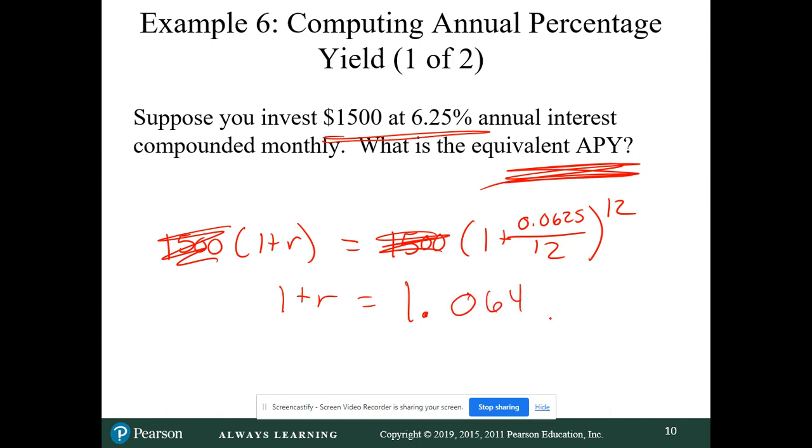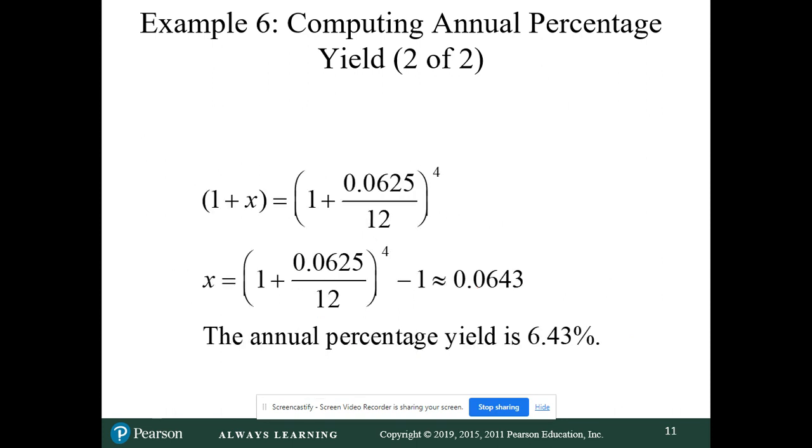1.064. Give me one more decimal. Okay, so if we subtract 1 from each side, the rate is 0.0643 or 6.43% annual yield. 6.43%. Okay.